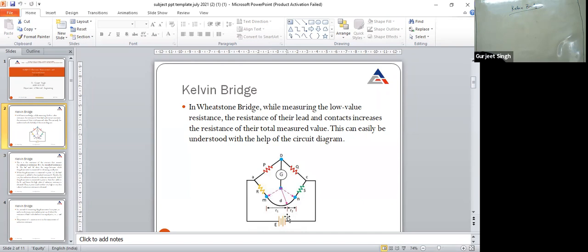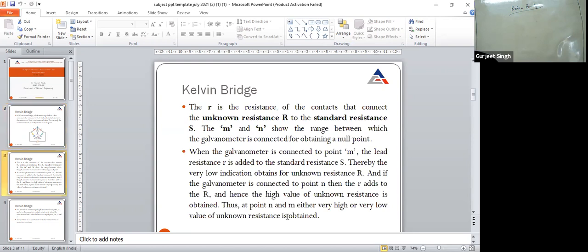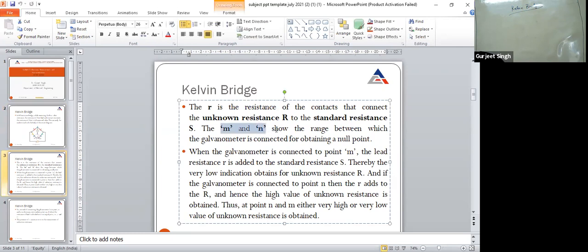So that is again a problem. It means the unknown resistance capital R that we have to measure gets the small r resistance added to it. So we are not connecting the galvanometer to the point N. We can't connect the galvanometer to the point M, and we can't connect the galvanometer to the point N.